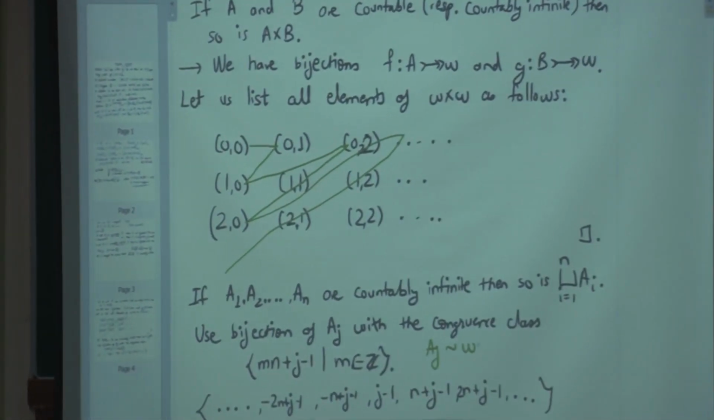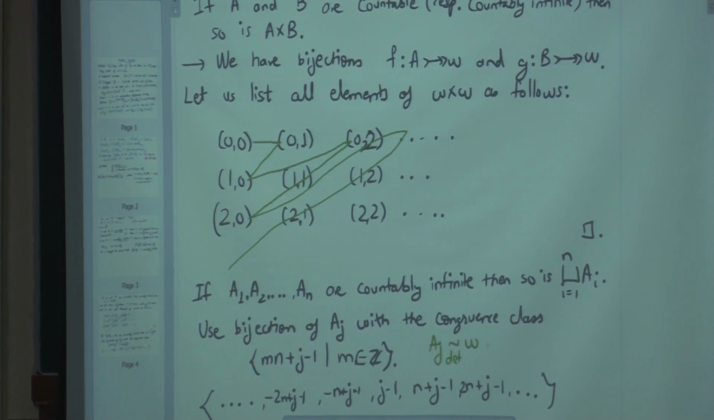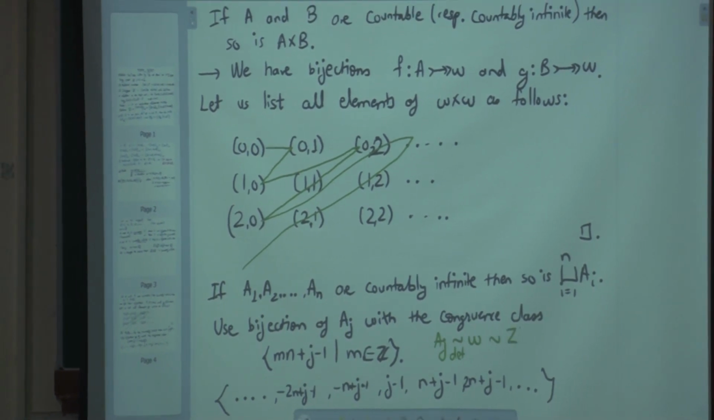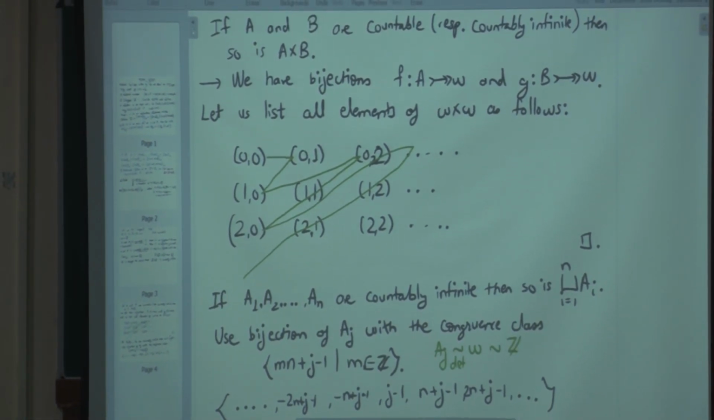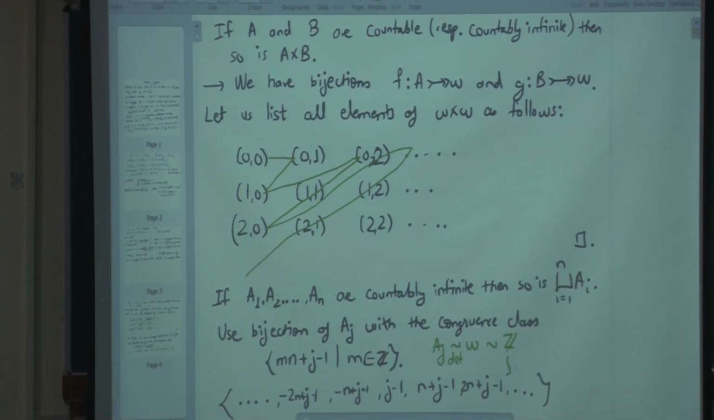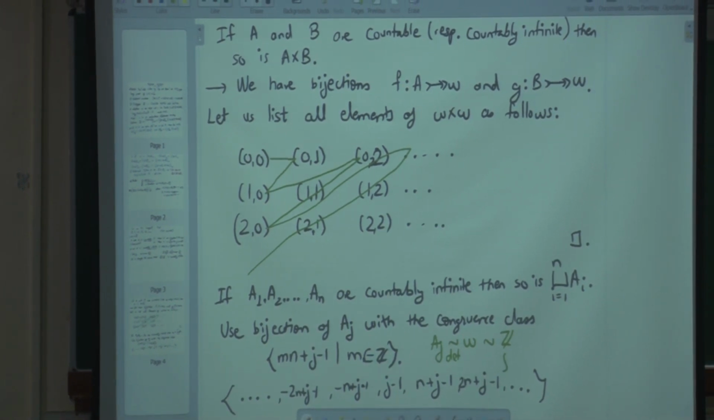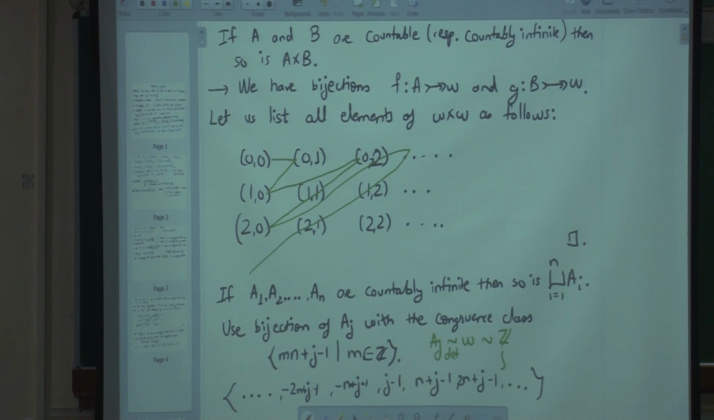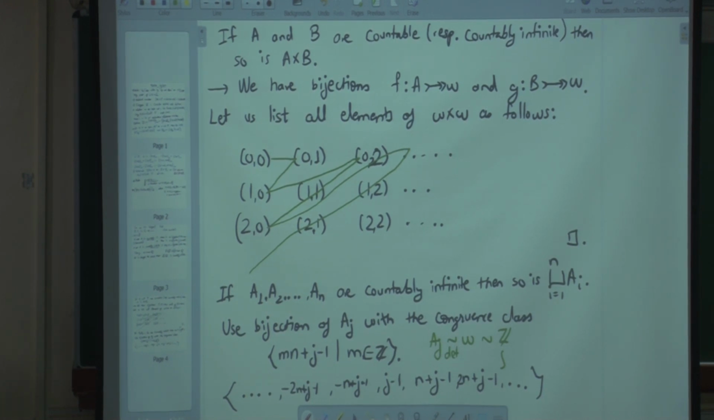Okay, maybe I should write it down if you have questions. So Aj is equinumerous with omega, by definition. Then omega is equinumerous with Z, we have shown, and Z is equinumerous with the set above via the map. That's clear. Any questions?